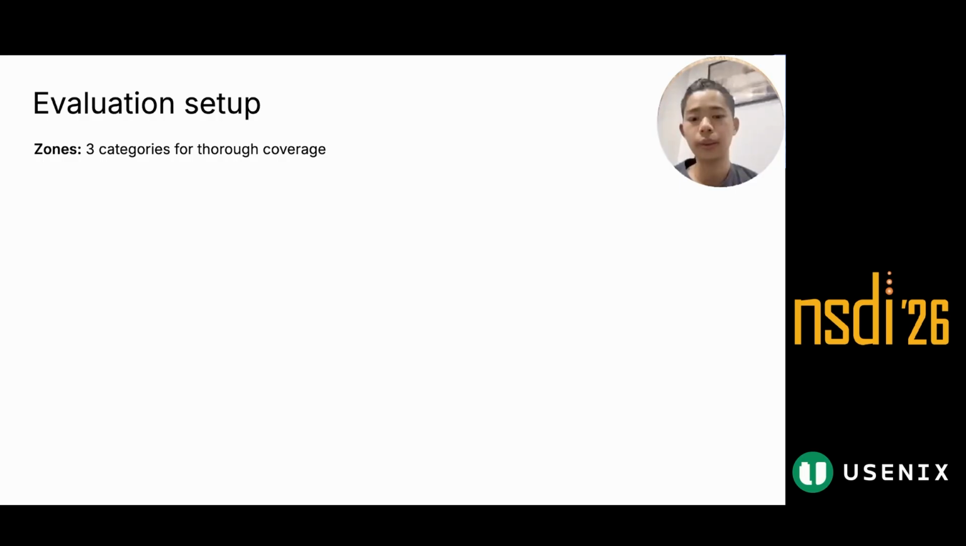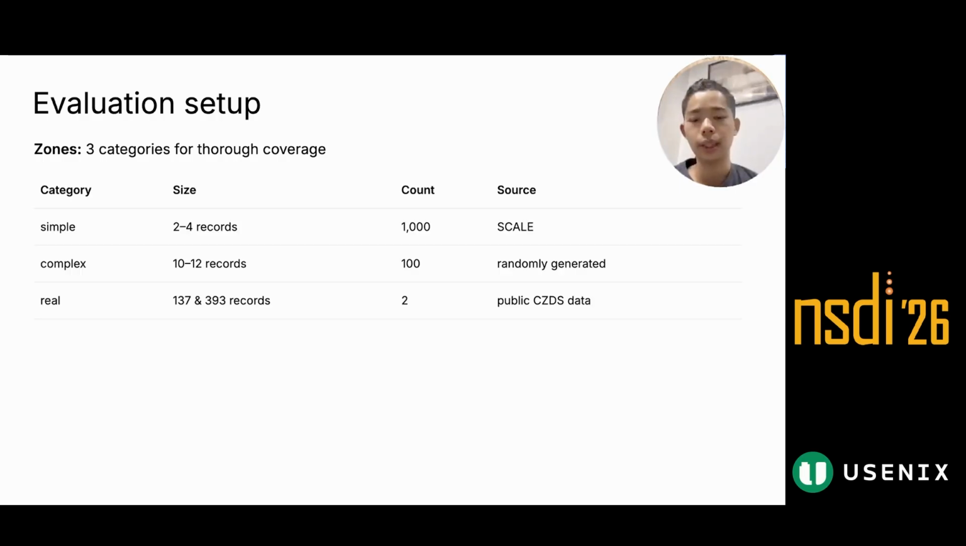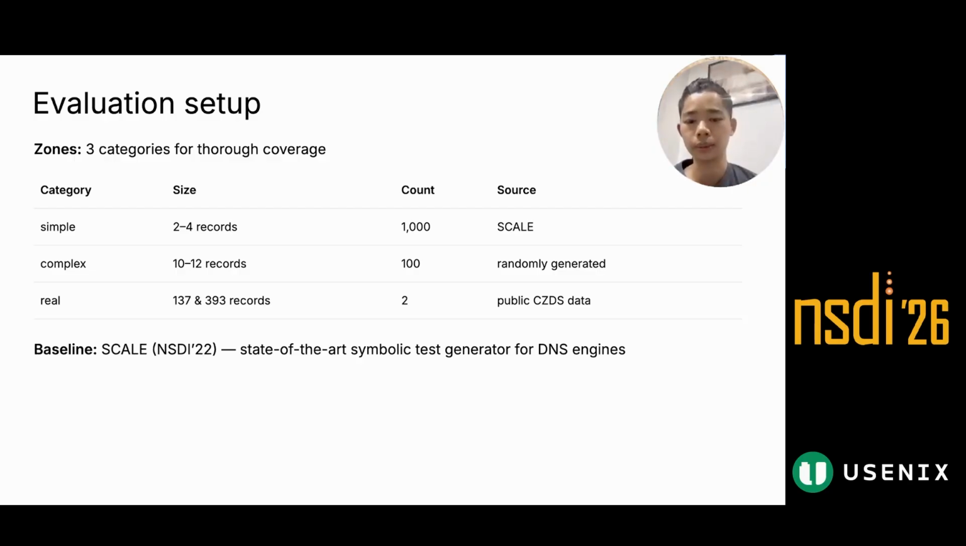Now, for evaluation, we verified each engine against 3 categories of zones, including simple zones with 2 to 4 records, complex zones with 10 to 12 records, and 2 real production zones from the public CZDS database. We compare against SCALE, the state-of-the-art symbolic test generator for DNS engines published at NSDI 2022. We measure 3 aspects: bugs found, manual effort, and verification overhead.